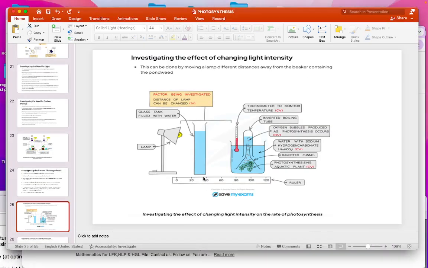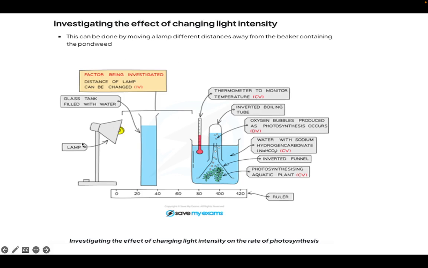It's exactly this way we have. Testing the effects of changing light intensity, we can see this is the second way used. As time goes by, oxygen bubbles will be produced, and we are going to see some oxygen up here. This is our dependent variable, and we are going to measure this volume here. We saw we should keep the temperature the same, and it is the very reason why we have this glass tank filled with water.